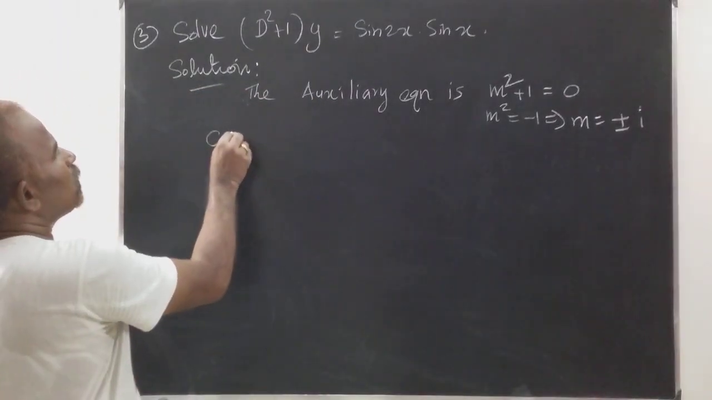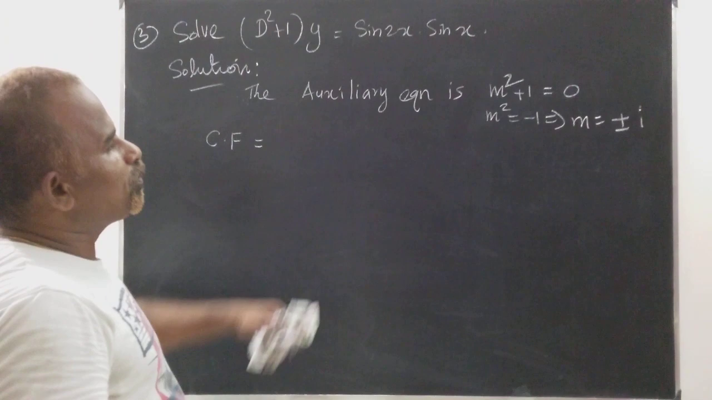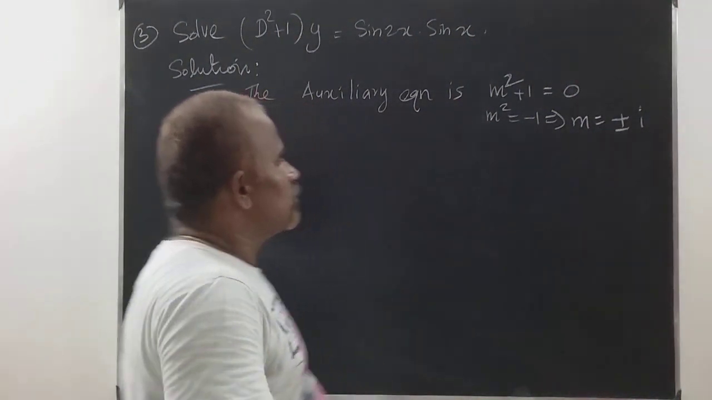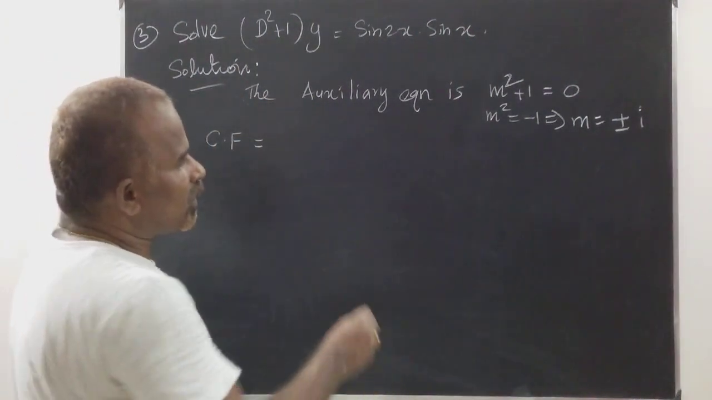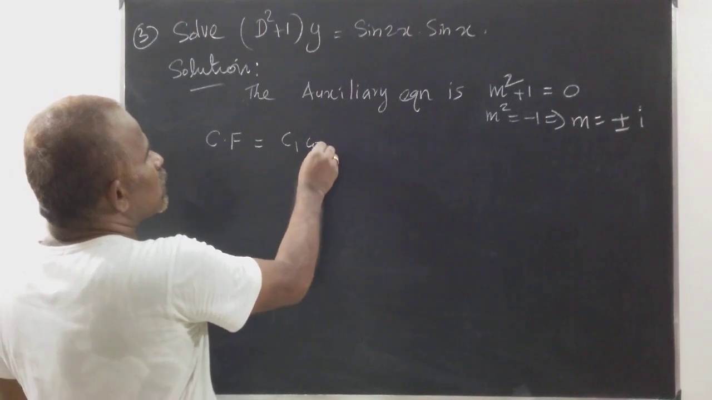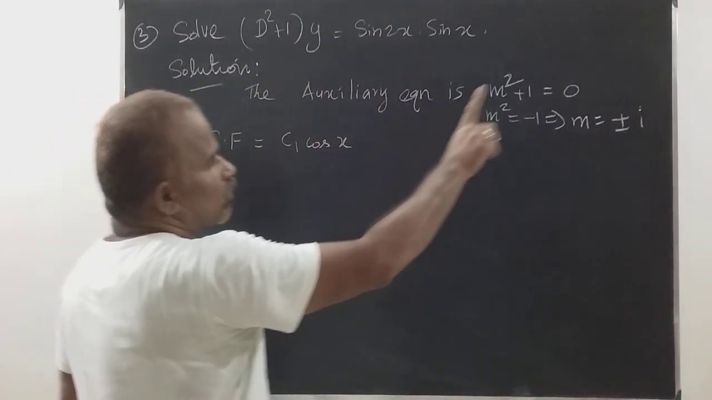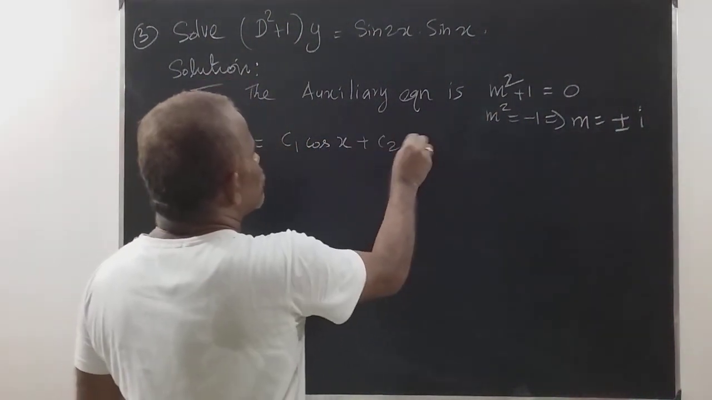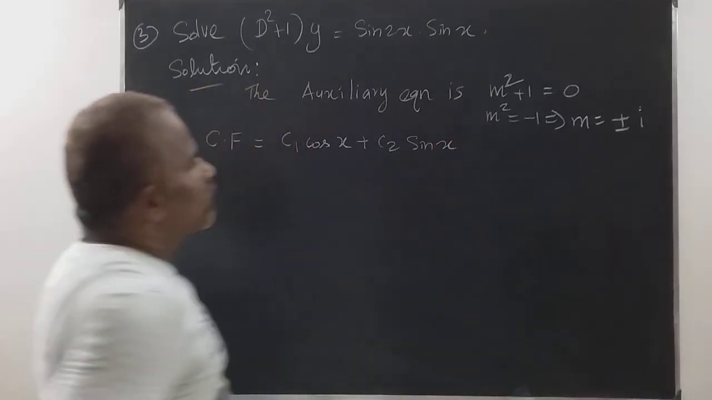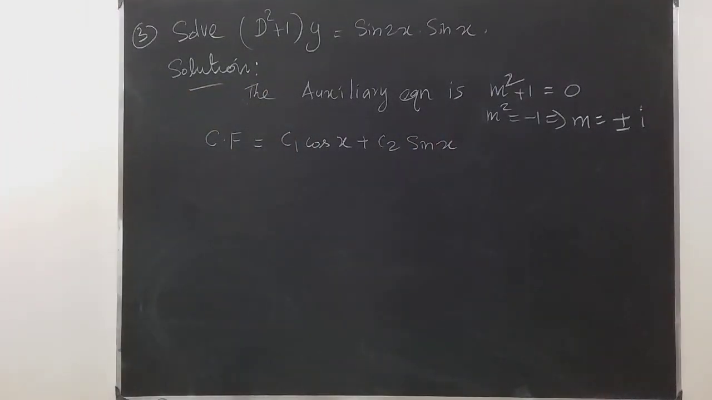So therefore the complementary function is equal to e power alpha x. Alpha is equal to 0, so e power 0 is 1. So therefore c1 cos beta x, where beta is also 1, plus c2 sin beta x, that is c2 sin x.